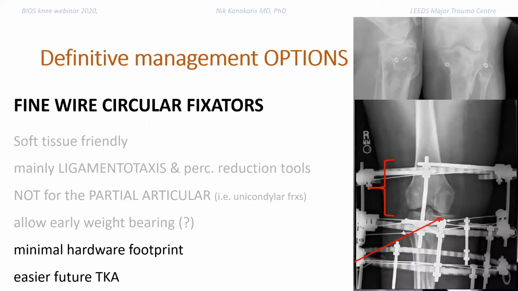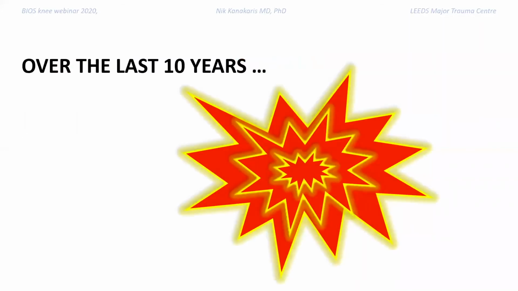However, intra-articular reduction, which is important, is not easily achieved by ligamentotaxis or mini-invasive tools, and often in complex injuries they need to bridge the knee, and that obviously negates the early range of motion, which I believe is of paramount importance for the future function. So they have some of their own limitations.